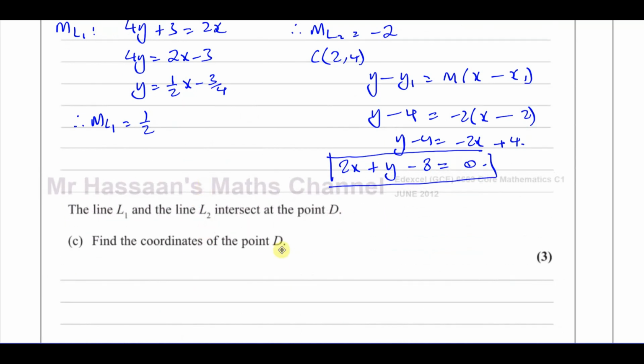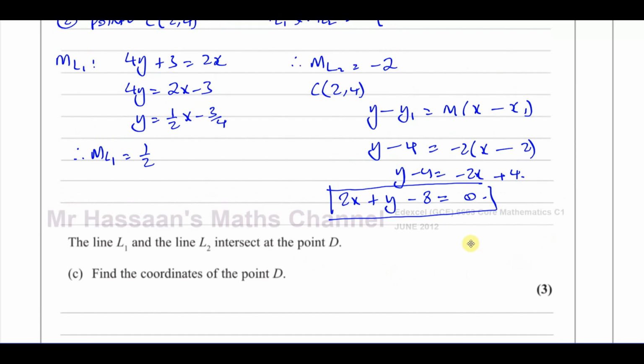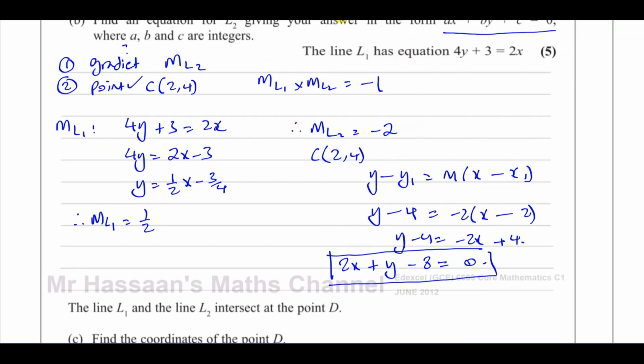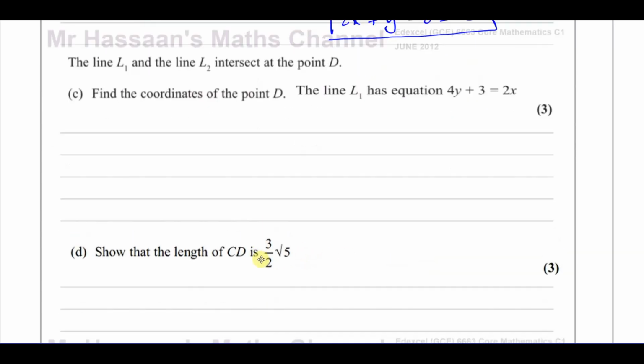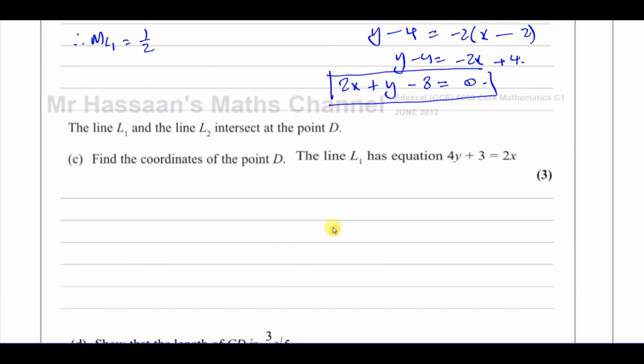It says the line L1 and L2 intersect at the point D. Find the coordinates of point D. So we have the line 1. Let's just bring this down so that we know its equation. And we have line 2's equation, which we just found here.